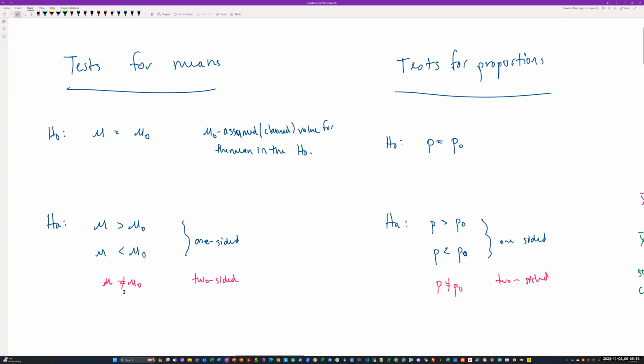Does that make sense? All right. Sometimes they could also call them left-tailed and right-tailed. You'll see what that means, though. It's very obvious. Any questions with this?